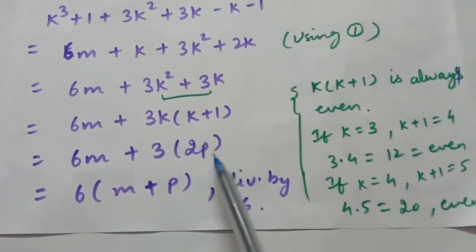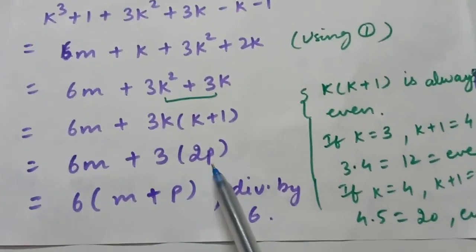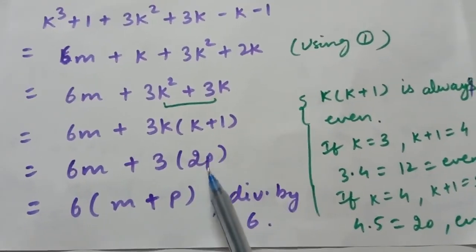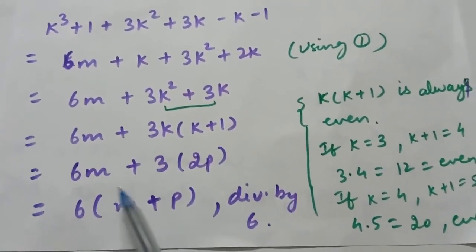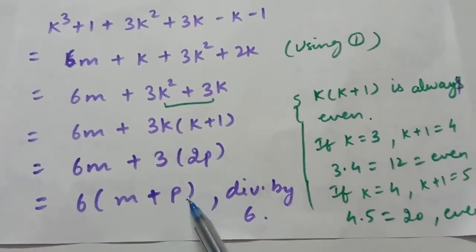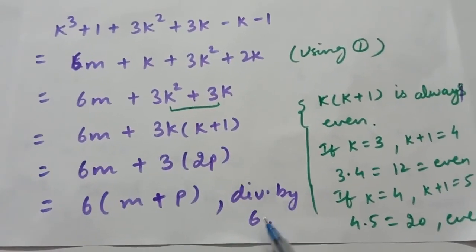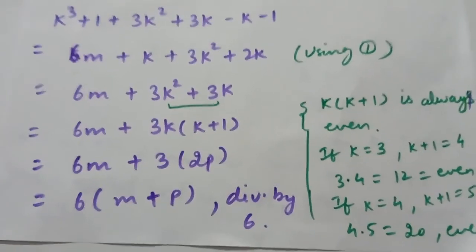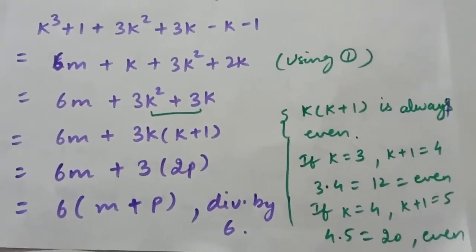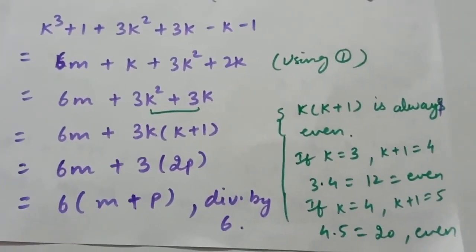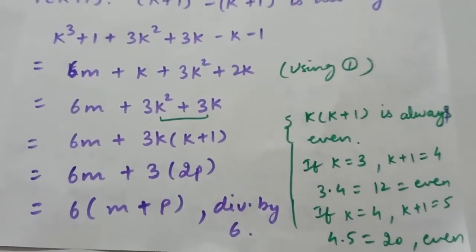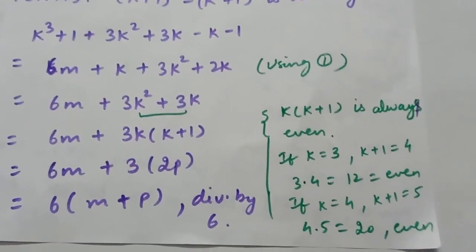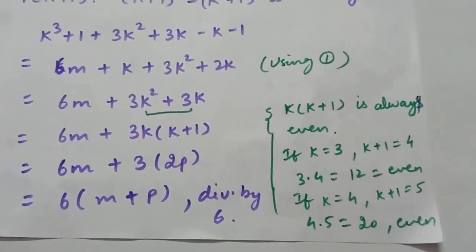Therefore, in place of this, writing 2p, because 2p is an even number always, right? Where p can be any natural number. Now taking 6 common into m plus p, which is divisible by 6, right? So you will write the last statement only, that Pk plus 1 is true whenever Pk is true, right? So your homework is that you have to check your answers up to here and correct them if there is any mistake. Okay, thank you.